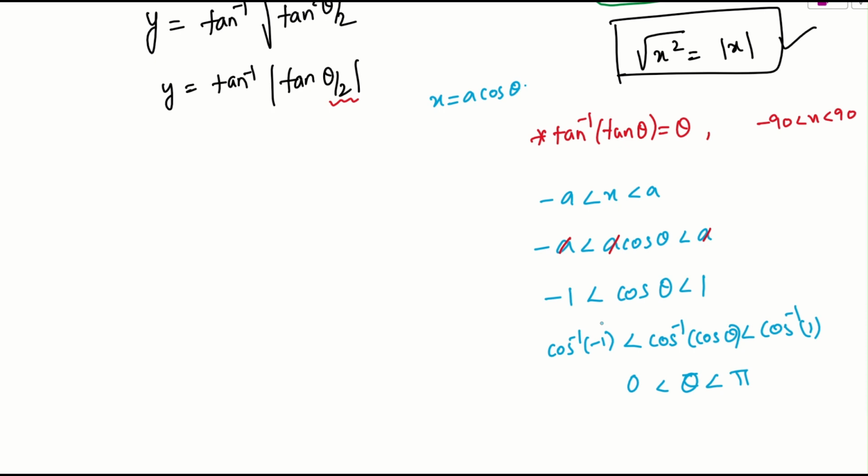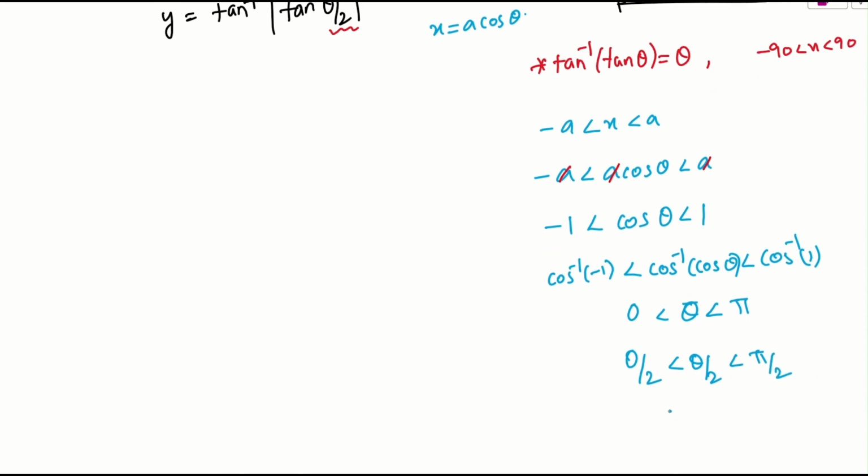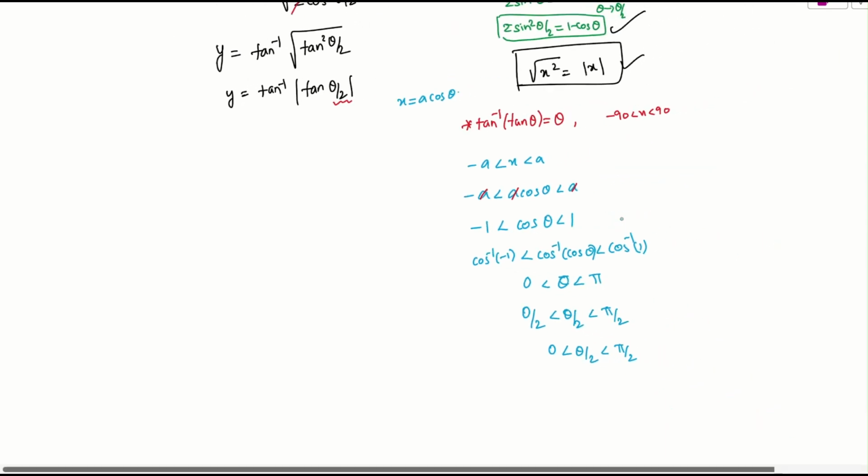We want theta by 2. So I can simply replace theta with theta by 2 in the whole equation. We need to divide 0 by 2, which is less than theta by 2, which is less than pi by 2. Is it okay? From this I can conclude that 0 is less than theta by 2, which is less than pi by 2. Obviously it comes under the domain.